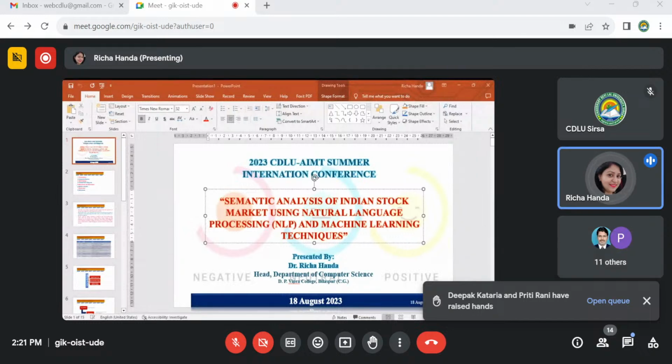My research paper title is Semantic Analysis of Indian Stock Market using Natural Language Processing and Machine Learning Techniques. And these are the outlines of my research work. First I come to the introduction of my work.